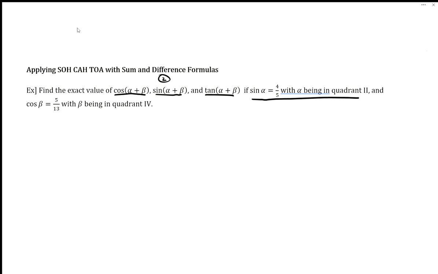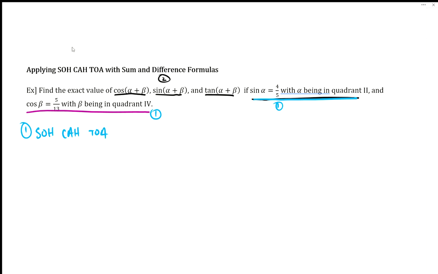I'm going to use blue for that. And also with the other. Okay, so let's use purple for that one. Okay, so these in the blue and the purple are really the first steps. So step 1 and 2 here. Well, really, I guess step 1 and 1. I'm going to label them both 1. Okay, so step 1 is to do SOH CAH TOA with those pieces of information.